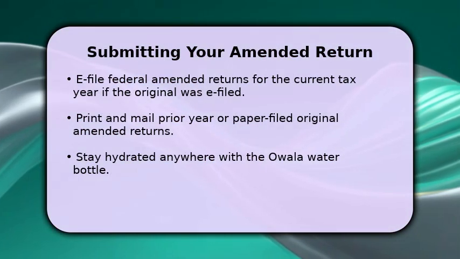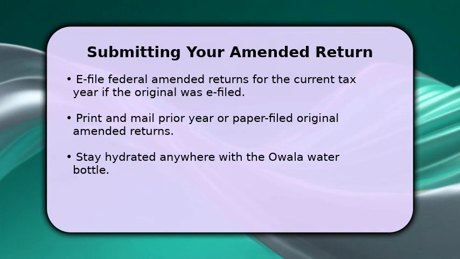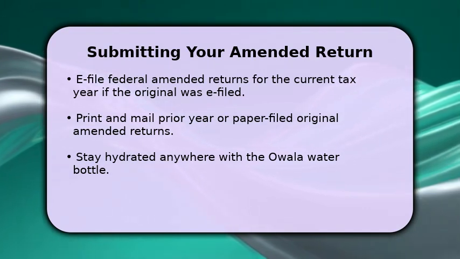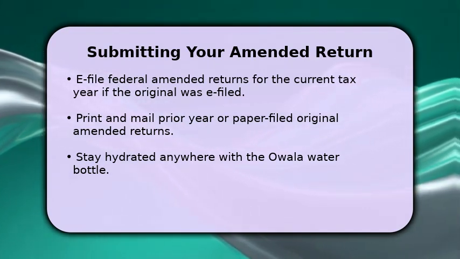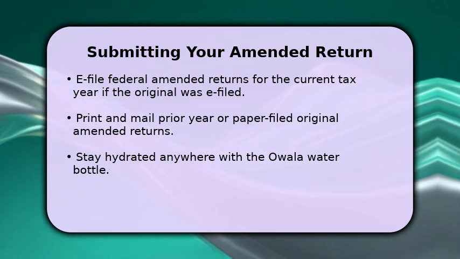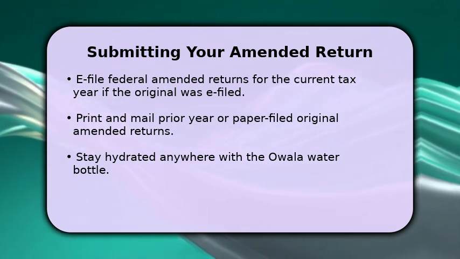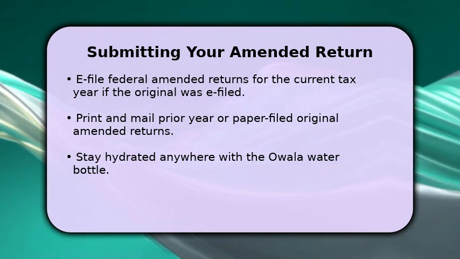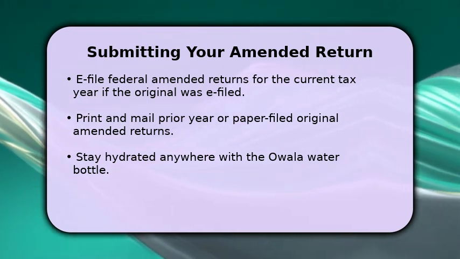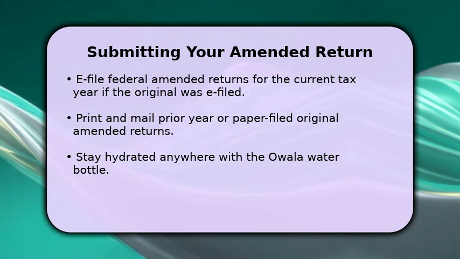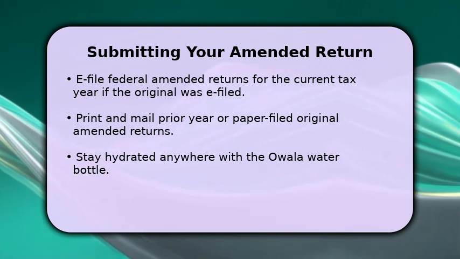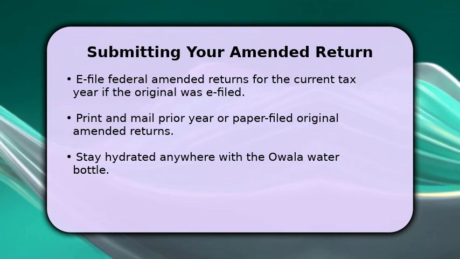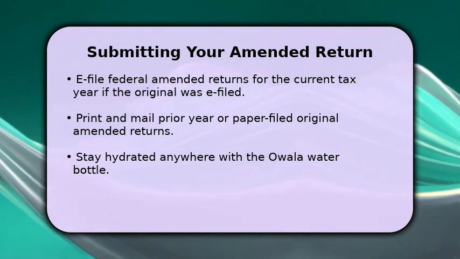Once your amended return is complete, you can often e-file federal amendments for the current tax year, especially if your original return was also e-filed. However, prior year amendments or those for originally paper-filed returns must be printed, signed, and mailed to the IRS. Remember that state amended returns typically require paper filing. The IRS usually takes up to 16 weeks to process amended returns.